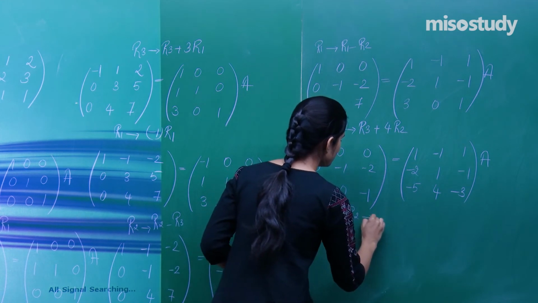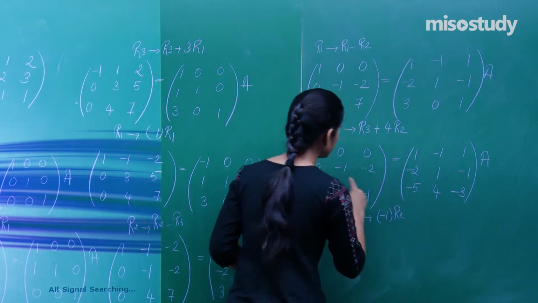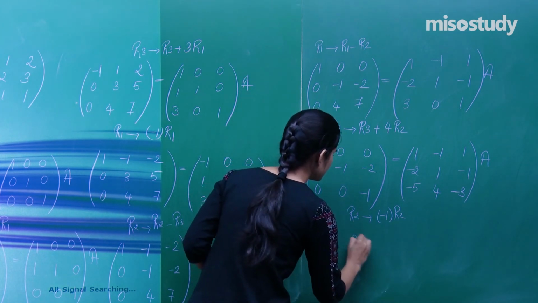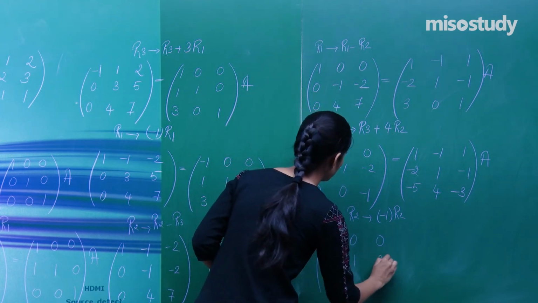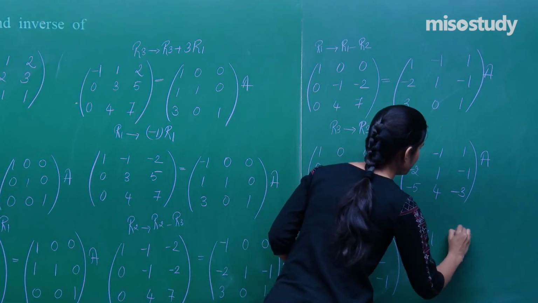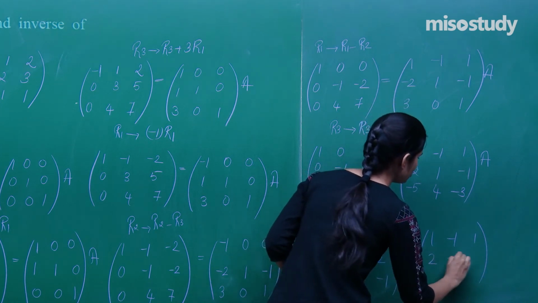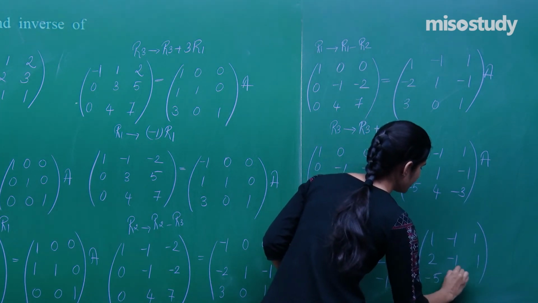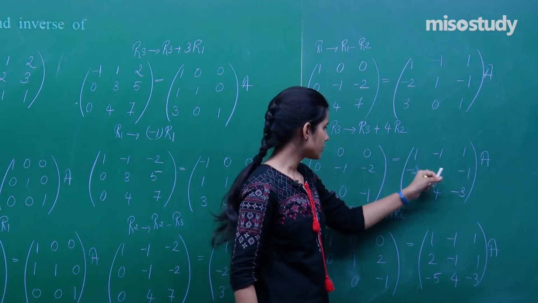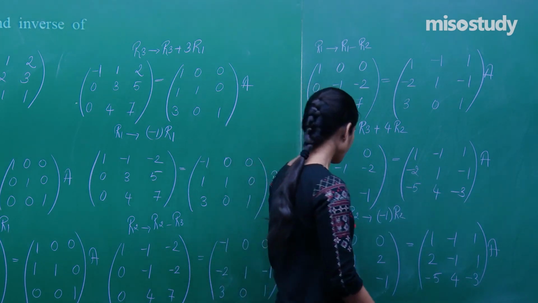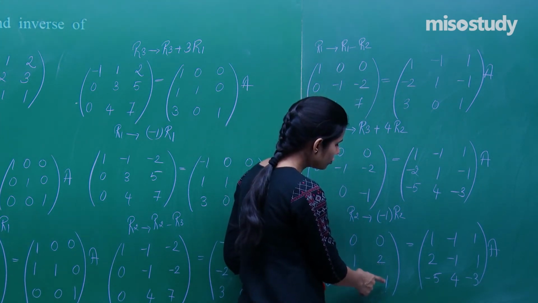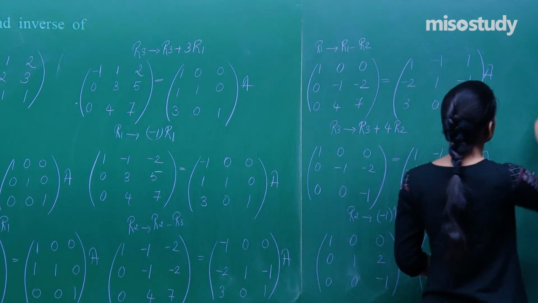Now you can do what? Row 2 goes to minus 1 times row 2, so that this minus 1 vanishes and you are left with just a 1. So here you have 1, 0, 0, 0, 1, 2, 0, 0, minus 1 equals 1 minus 1, 1, 2 minus 1, 1, minus 5, 4, minus 3, A. I have just multiplied row 2 by minus 1, so this is 2 minus 1, 1. Now you just need what? A 0 over here. So row 2 plus 2 times row 3.